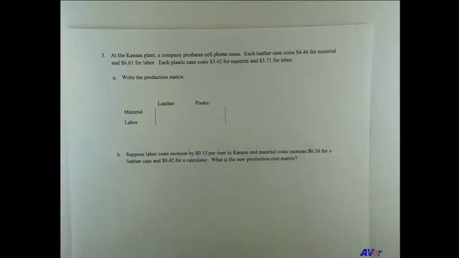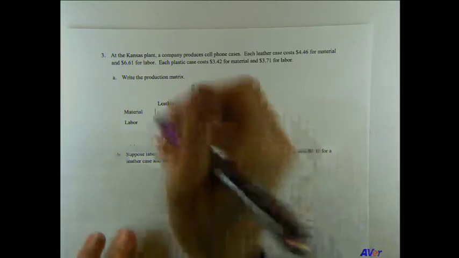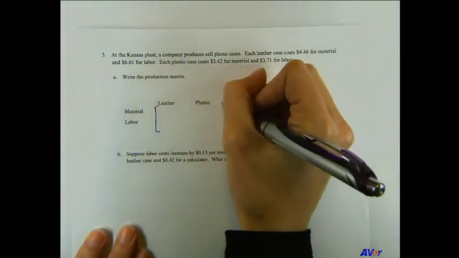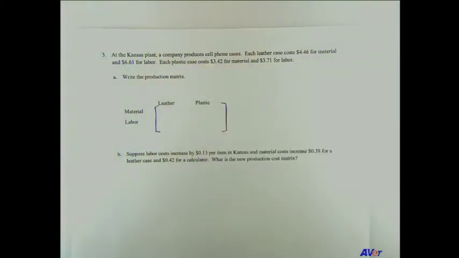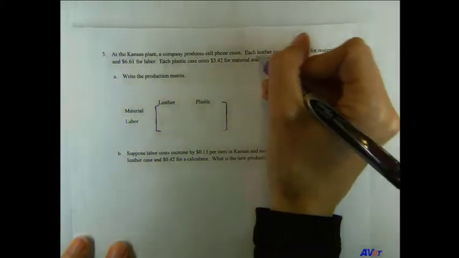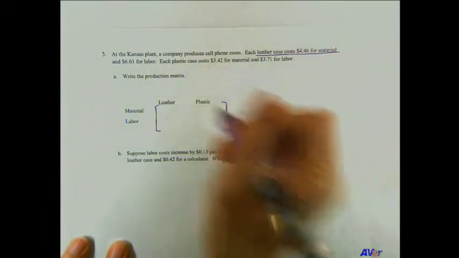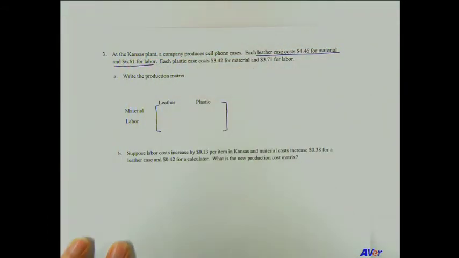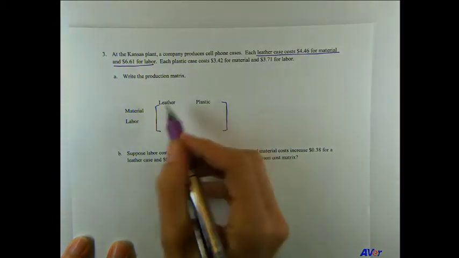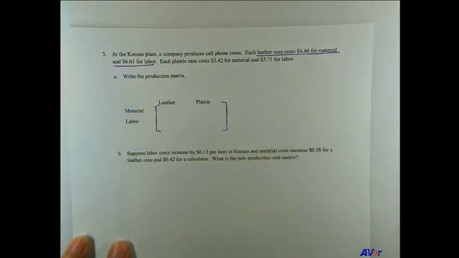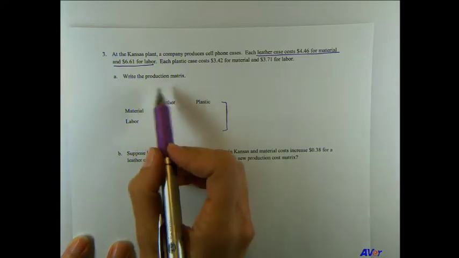Number 3, so not a lot of applications here. We will have some, but it gets a little more interesting when we start multiplying, and we'll do that later. But here's one example. At a Kansas plant, a company produces cell phone cases. Leather cases have a cost of $4.46 for material and $6.61 for labor. Each plastic case, and notice we've got those labeled, $3.42 for material and $3.71 for labor. So we're going to go ahead and create a production matrix.